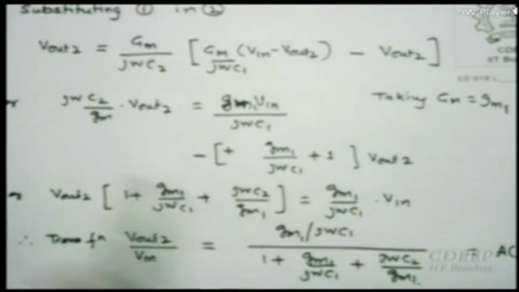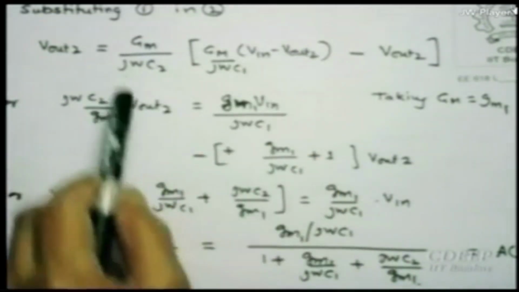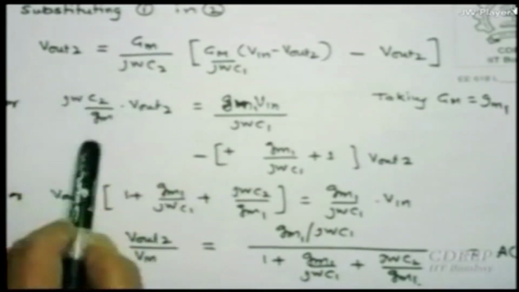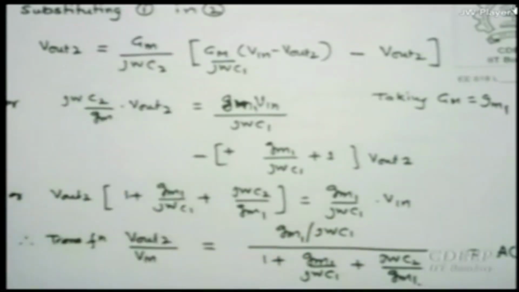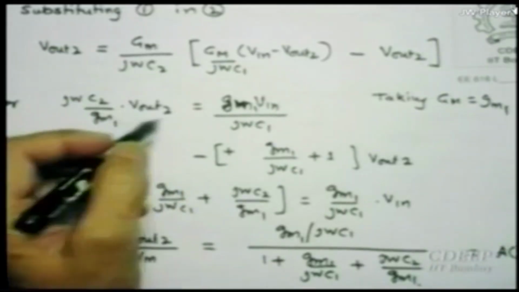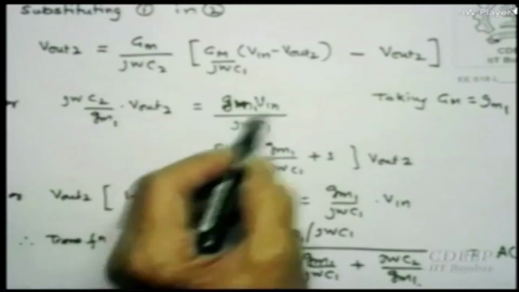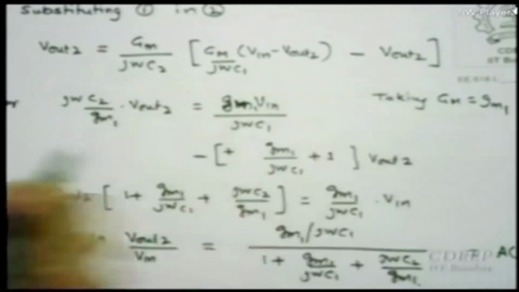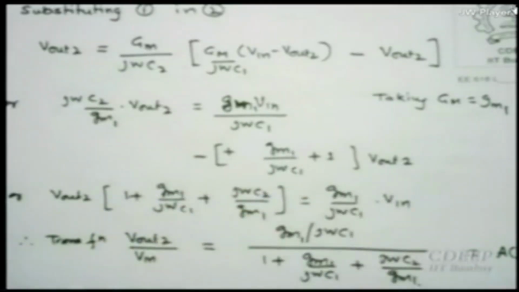I substitute Vout1 from the earlier equation and corrected terms. So I got this Vout2 term, and there is one Vout2 here as well. This whole I have shifted on the other side. So j omega C2 by Gm. Okay, that's what has happened. I say I started using small ones. Into Vout2 is Gm1 Vin upon j omega C1 minus of Vout2, which is minus Gm1 upon j omega C1 into Vout2.